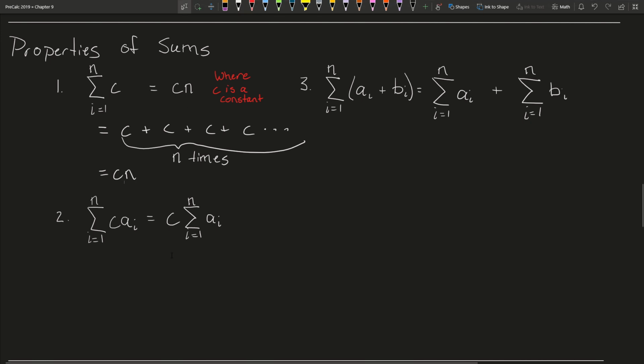In the second property, that's saying we want to sum a constant times some number in a sequence from i is equal to 1 all the way up until i is equal to n. Okay, so if we were to rewrite that just by what we know, that would be c times a1, c times the first term, plus c times the second term, plus c times the third term, all the way up until c times the nth term.